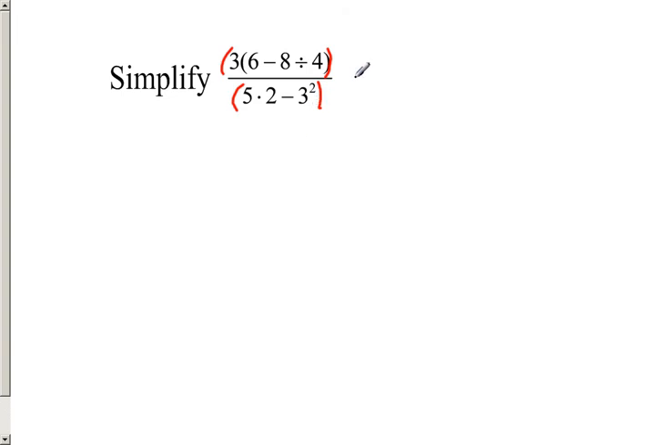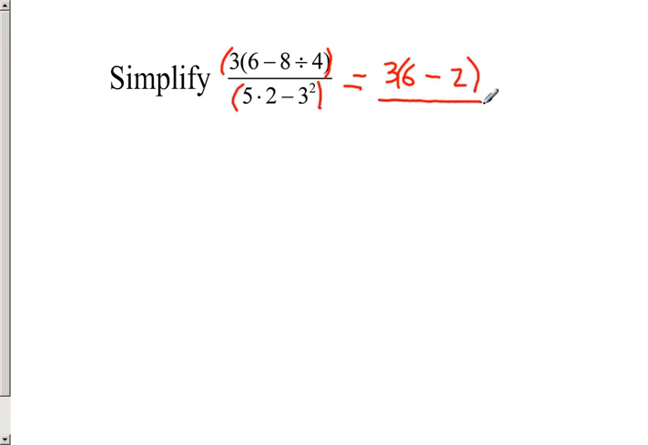So for this problem, if I'm going to work on the top, my first step, again following order of operations, would be to do what's inside the parentheses first. Inside the parentheses, I can either subtract or I can divide. Based on order of operations, I know division and multiplication come before subtraction, so that's what I'm going to do first. From the top of my fraction, I'll still have this 3 on the outside. I'll have 6 minus, and then 8 divided by 4 will be a 2. So that would be my first step on the top.